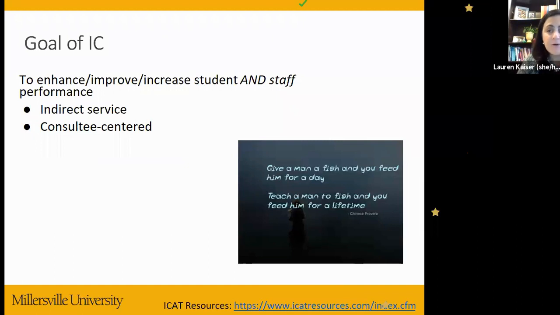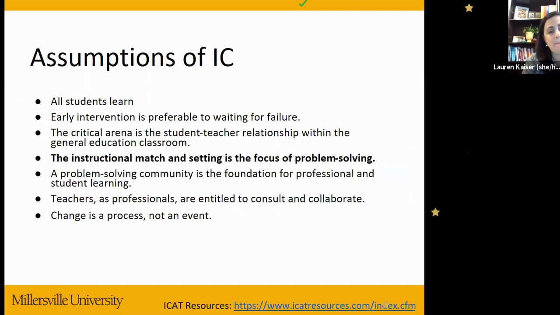But for today, we're focusing on the individual consultation model with the goal being to enhance, improve, and increase student performance, because we're talking today about student reading performance, but really also staff performance in being able to be more certain about reading assessment and reading intervention and how to develop those skills and expertise and instructional quality around creating instructional matches in reading specifically. So we're talking about how to help teachers help their kids.